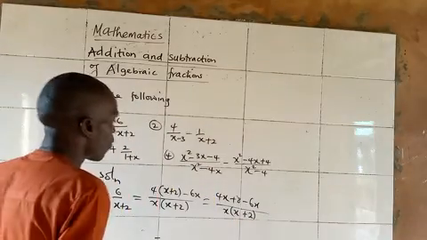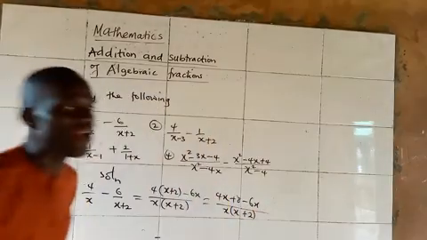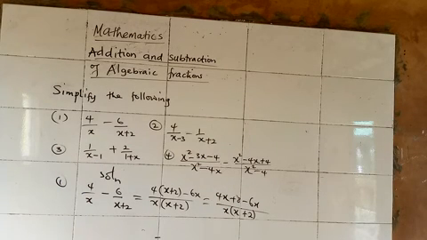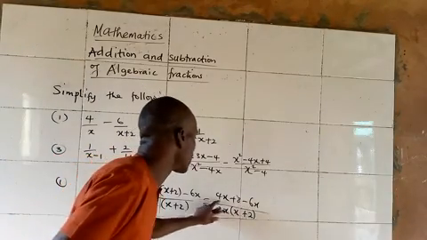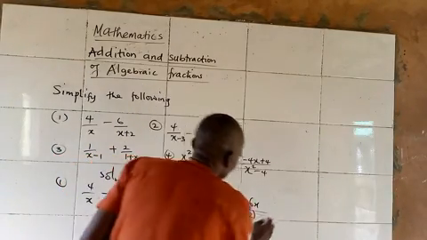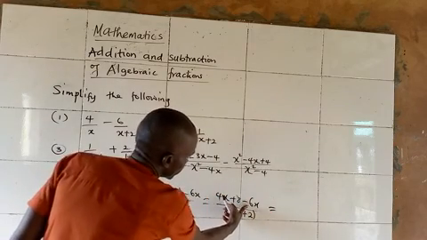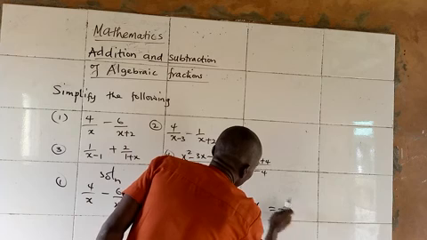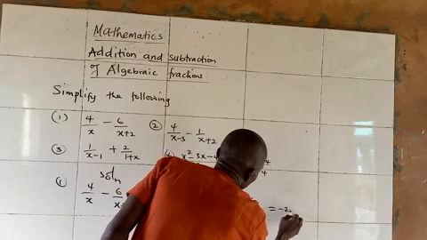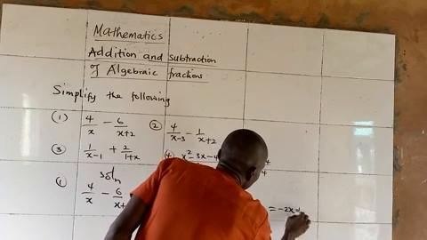Now what can we do? We need to now simplify the numerator. Now how can we simplify the numerator? We look for the like terms. This and this, they have the same like terms. Therefore, we now have what? 4s minus 6s will be what? Minus 2s. Minus 2s plus 8.